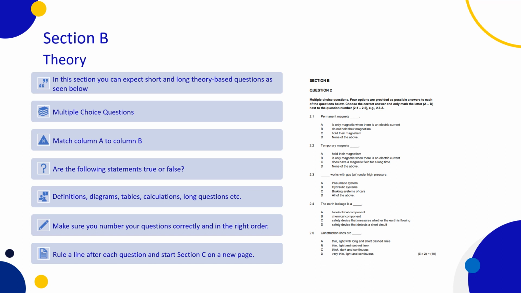Let's now take a look at Section B of your examination, which is usually your theory section. As you can see on the screen again, there's an example for you of what a typical Section B could look like. That could include multiple choice questions, match column A to column B questions, or true or false questions. So in this section, you can expect short and long theory-based questions as outlined on the slide below, multiple choice questions, as I said, match column A to column B questions, and are the following statements true or false?